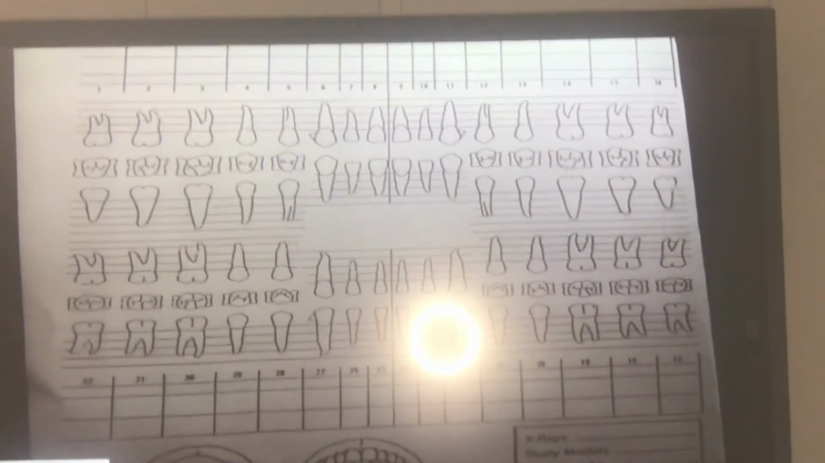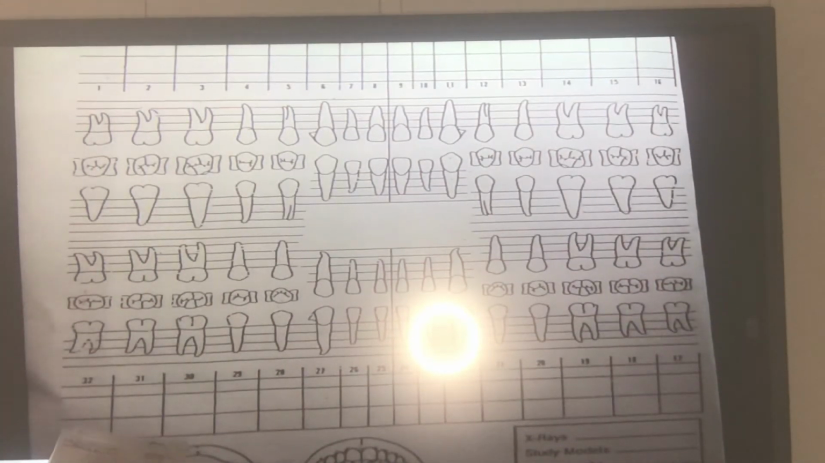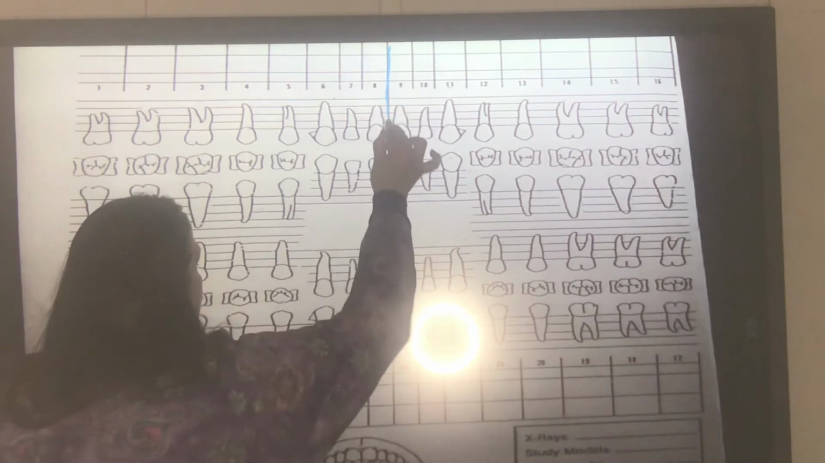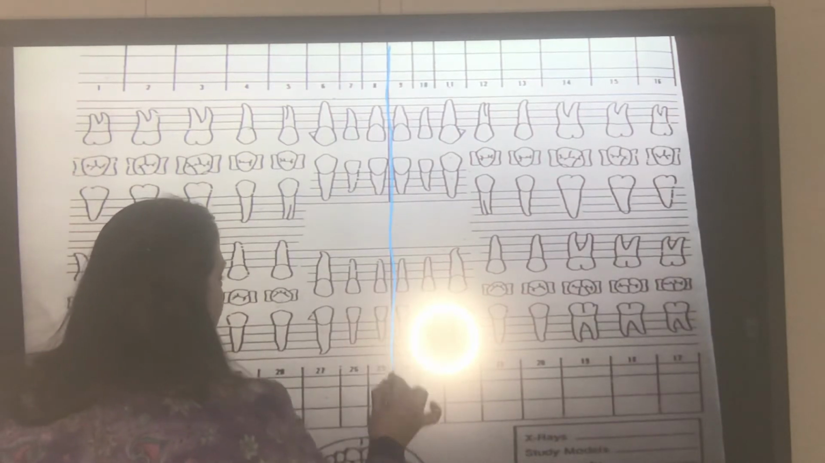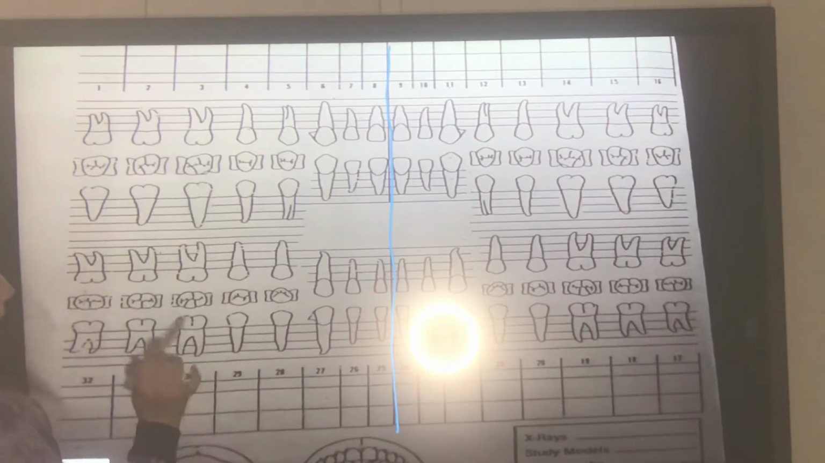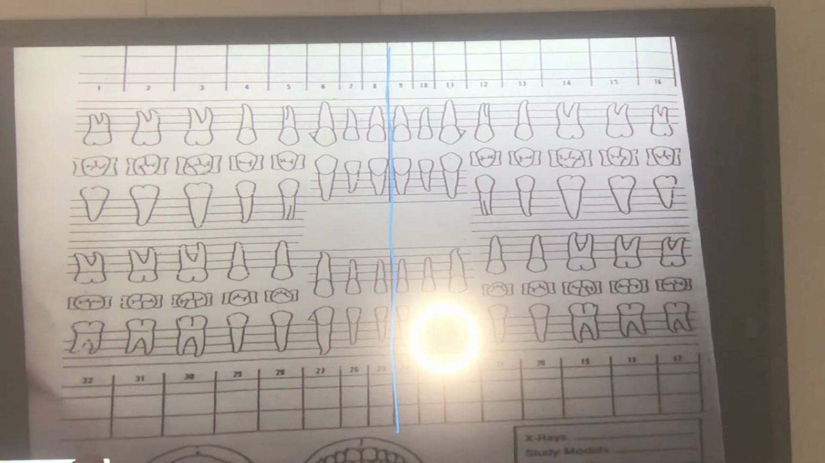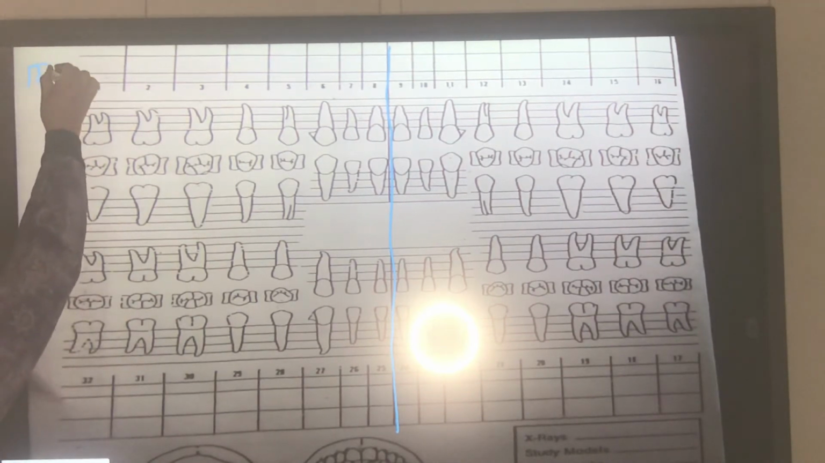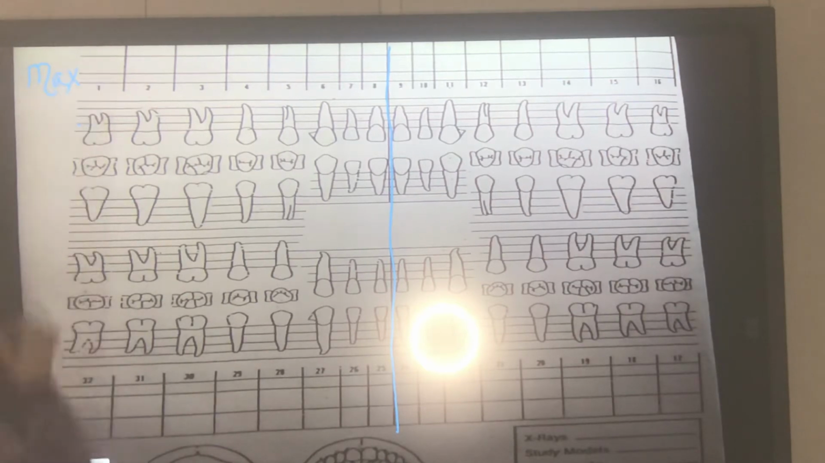So the first thing I want you to know about charting is that this is the midline, right in the middle of the mouth. This is between 8 and 9 and 25 and 24. Then I want you to know that this is the maxillary. Up here is the max. And down here is the mandibular.